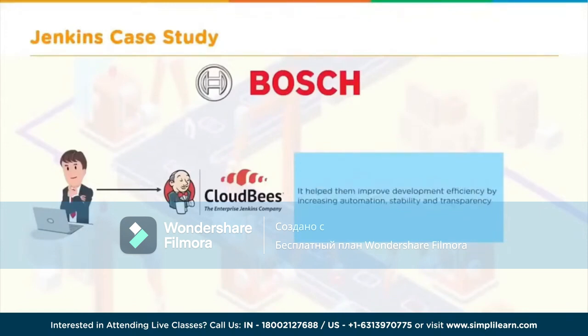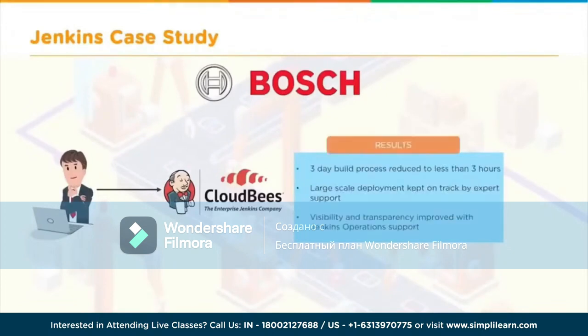It has significantly helped improve the efficiencies throughout the whole software development cycle, from automation, stability, and transparency, because Jenkins becomes a self-auditing environment. Now, the results have been tangible. Previously, it took 3 days before a build process could be done, and now that same 3-day process has been reduced to less than 3 hours. That is significant. Large-scale deployments are now kept on track and have expert support. And there is clear visibility and transparency across the whole operations through using the Jenkins tools.